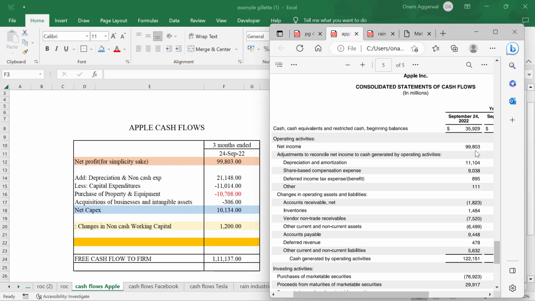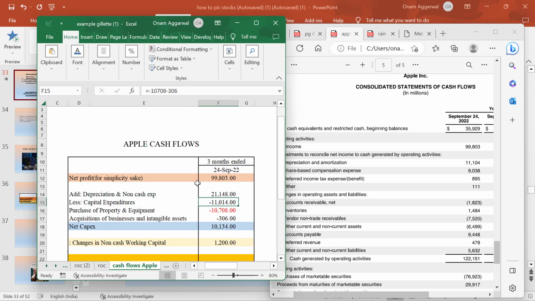This is the net profit, 98,803, that is around $99 billion. Then we will add the non-cash expenses, including depreciation. So we take depreciation, amortization, share-based compensation, deferred income tax expense and others. All of those total to $21 billion. So we add back $21 billion to the net profit of $99 billion.